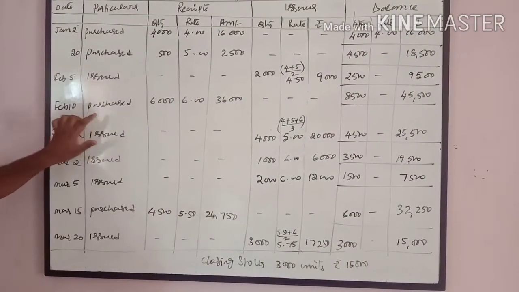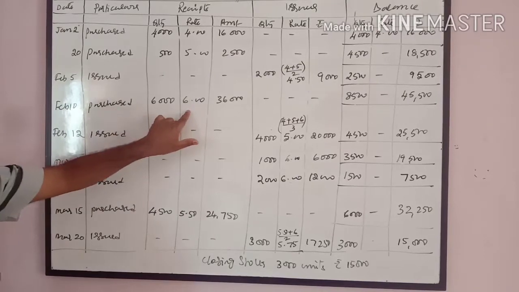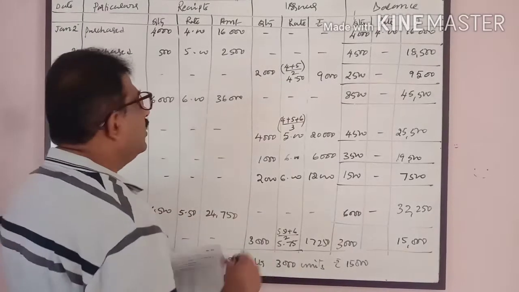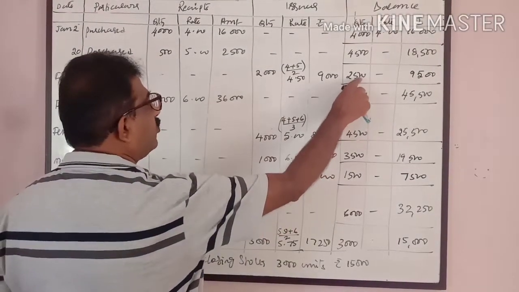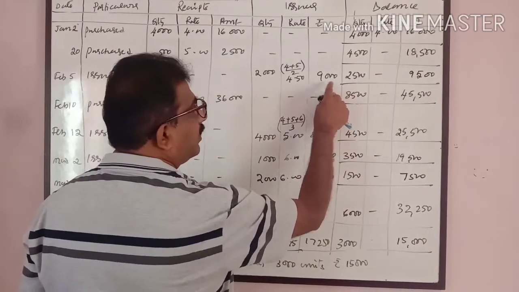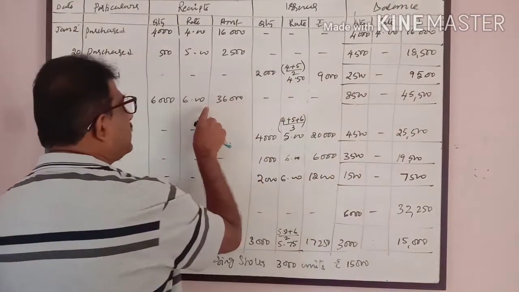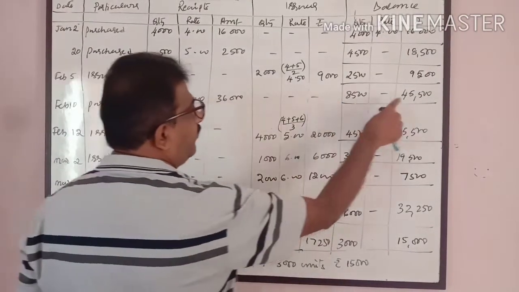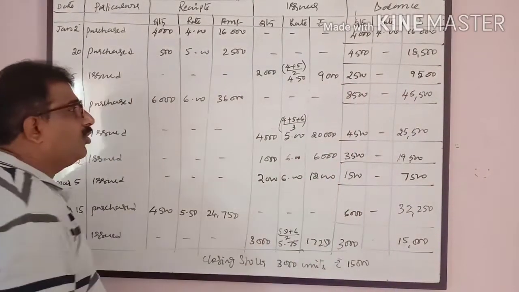Next, February 10th, we purchased 6,000 units at the rate of 6, 36,000. When you come to the balance column, 2,500 plus 6,000, 8,500, 9,500 plus 36,000, 45,500 is the total value.